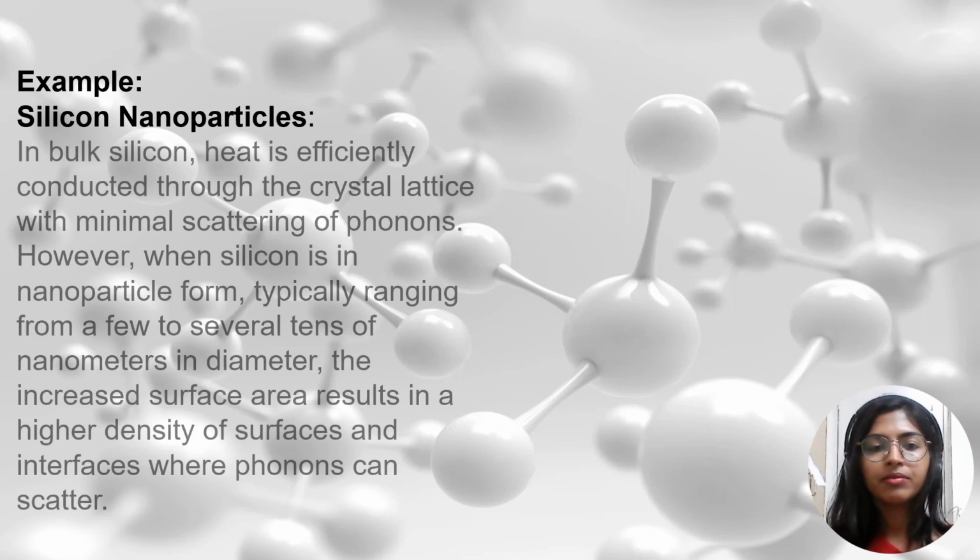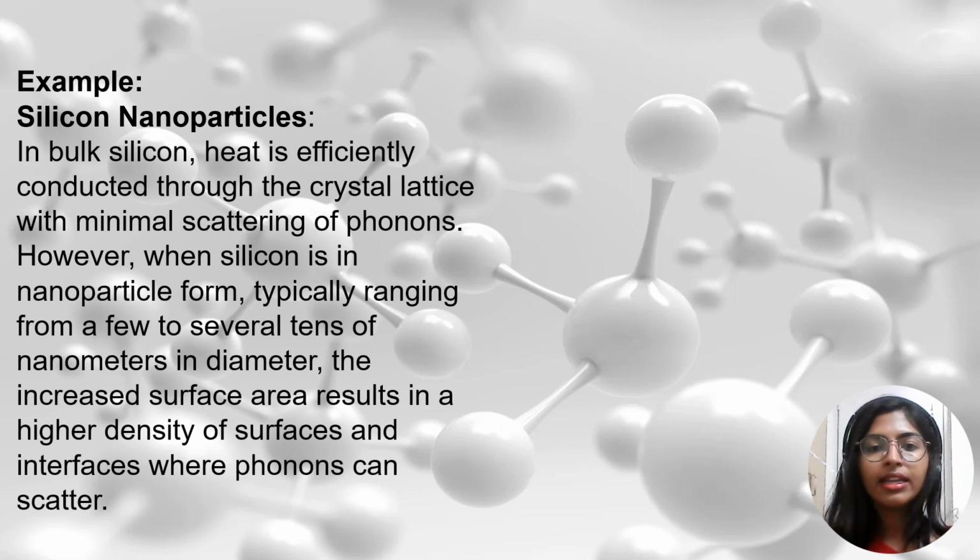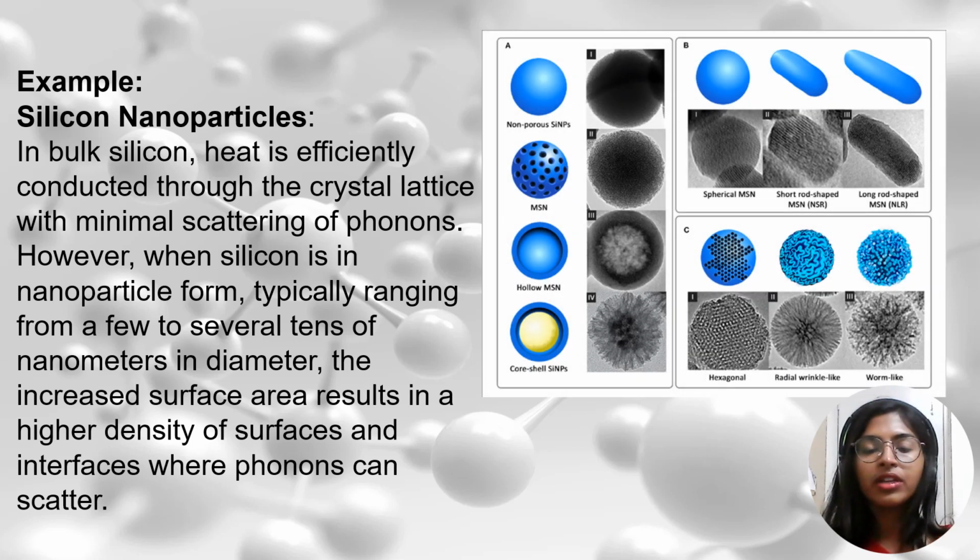Silicon nanoparticle. In bulk silicon, heat is efficiently conducted through the crystal lattice with minimal scattering of phonons. However, when silicon is in nanoparticle form, typically ranging from a few to several tens of nanometers in diameter, the increased surface area results in a high density of surfaces and interfaces where phonons can scatter. That means it can conduct heat in a more efficient way when it is in nanoparticle form. The figure here shows different porous forms of silica.